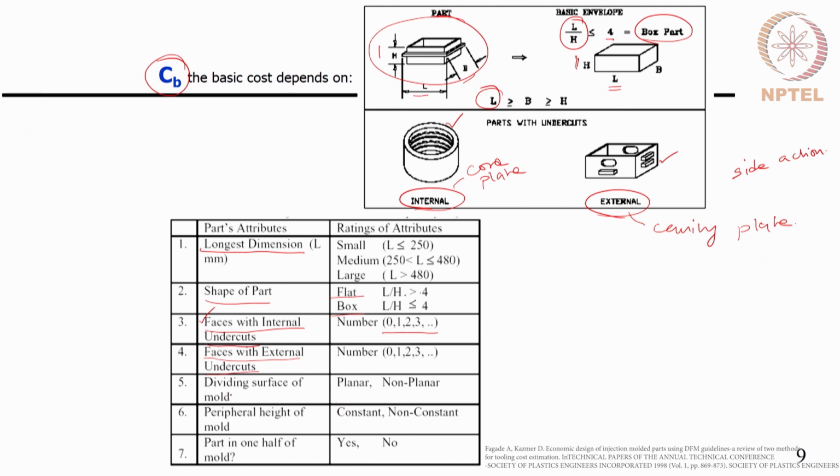The next important feature is the parting surface, whether the parting surface is planar or non-planar, and whether the parting surface height is changing, that is whether it is constant or not constant, and whether the part is in one half. So, these 7 features are used to determine CB.